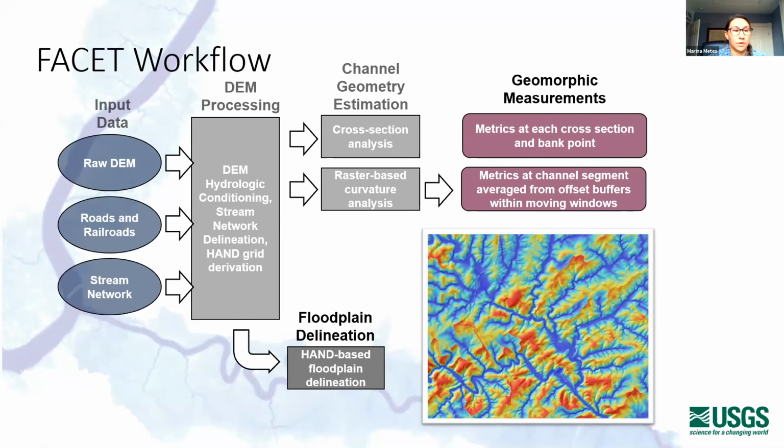These metrics for channel width are then summarized at small channel segments along the stream network. The last component of FACET is to measure the floodplain. We're using the height above nearest drainage grid, which you can see an example of here, where the value along the stream network is 0. And then each of these pixels, the blues being lower values and the reds being higher values, are just the vertical distance between each pixel and the stream network.